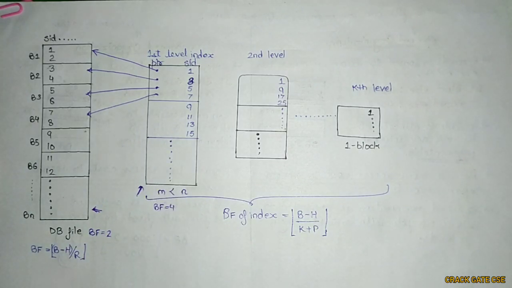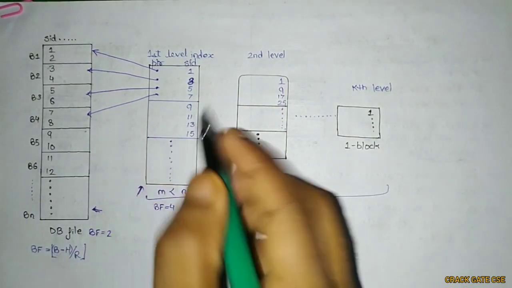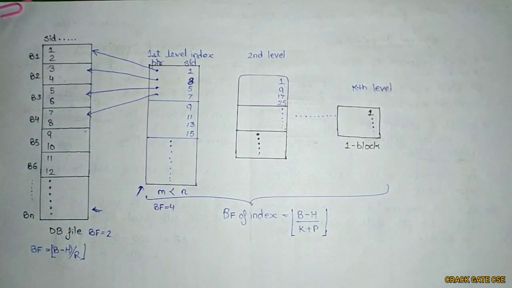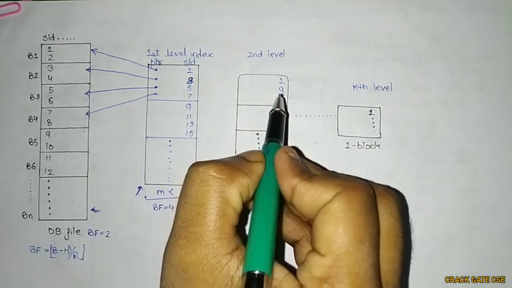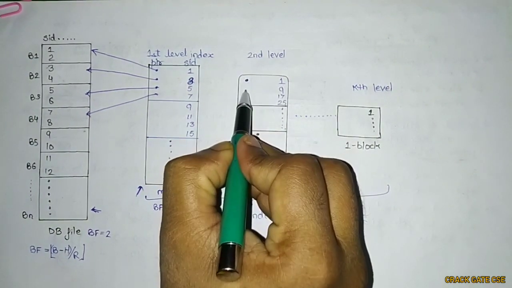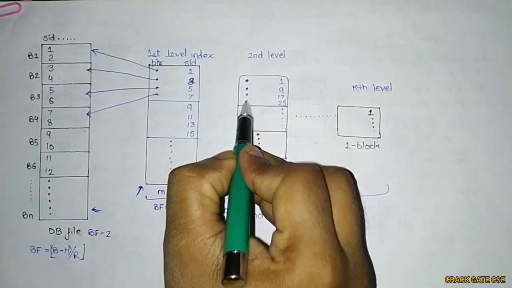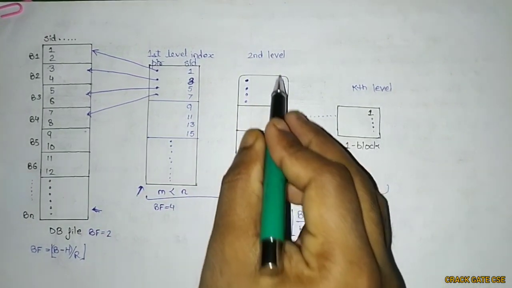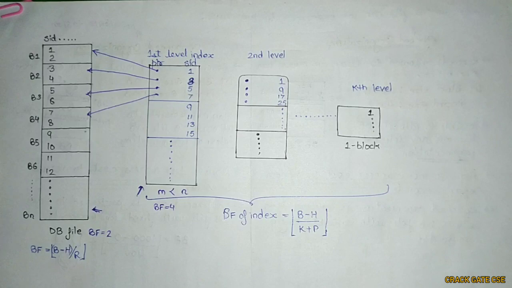Then what we will be doing is further taking an index file, and now again we are performing the same operation or the same thing. So here I will be having a pointer for each value. Let's say the block factor here is 4, so that we are having 4 entries in a particular block.